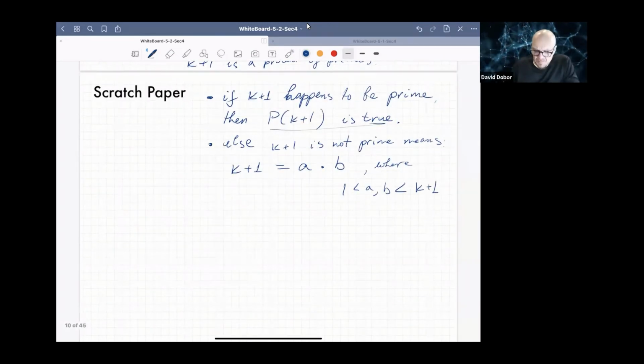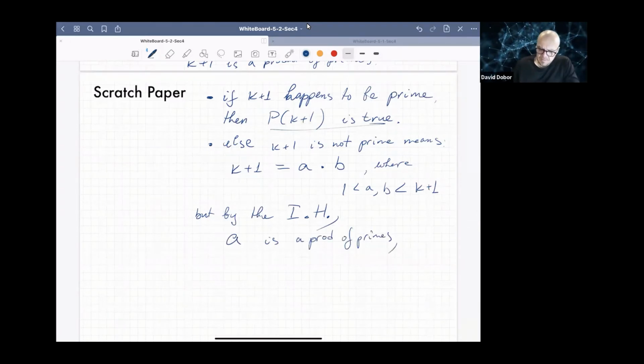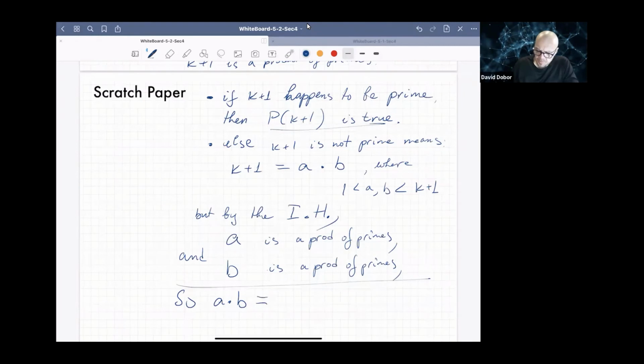But by the inductive hypothesis, A is a product of primes, and B is also a product of primes. So A times B is also a product of primes.